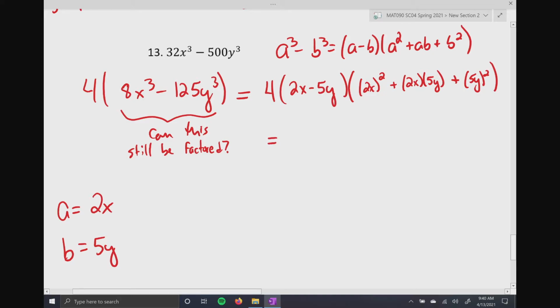Now, we're going to clean it up. Nothing changes with the 4, and nothing changes with the 2x minus 5y. What is the quantity 2x to the second power? Well, 2 squared is 4, and x squared is x squared. Plus, 2 times 5 is 10xy. And then lastly, the quantity 5y squared. Well, 5 squared is 25, and y squared is y squared.